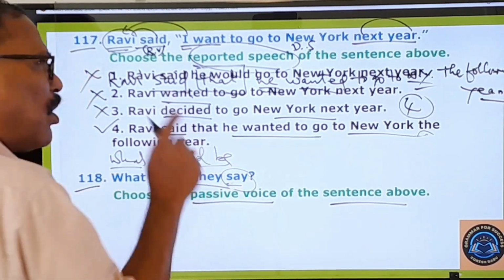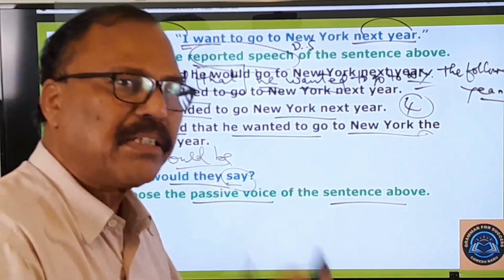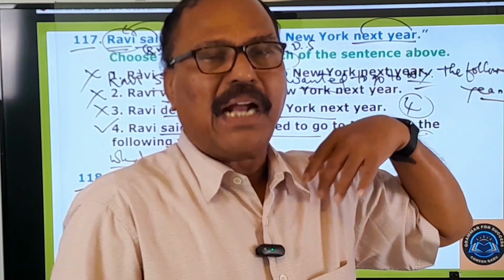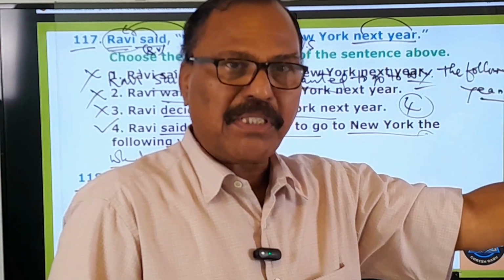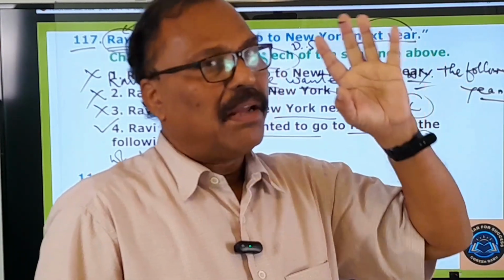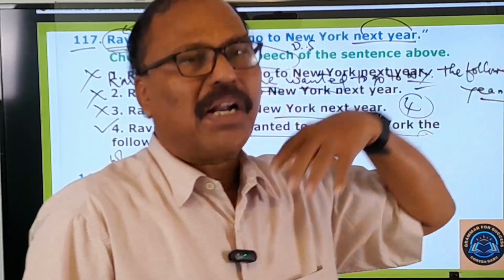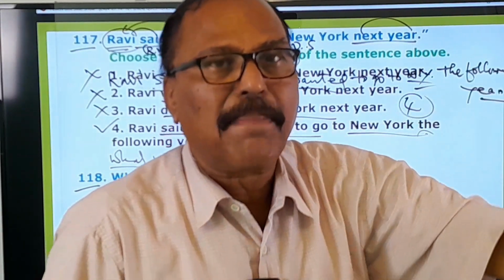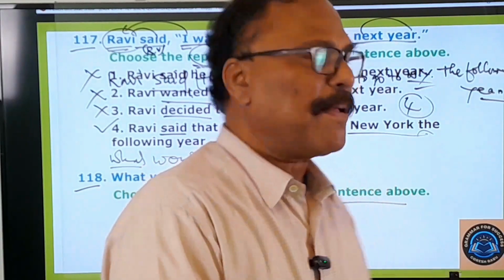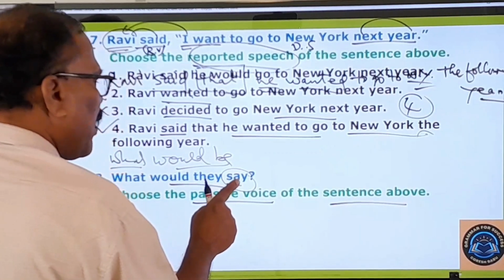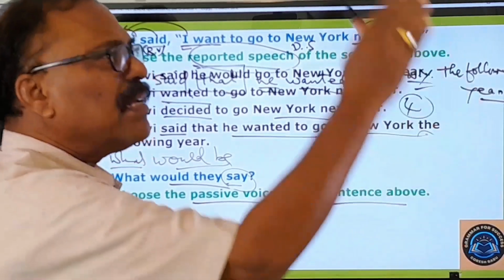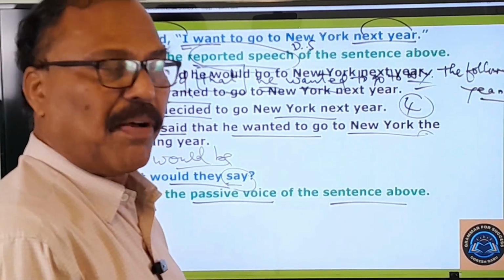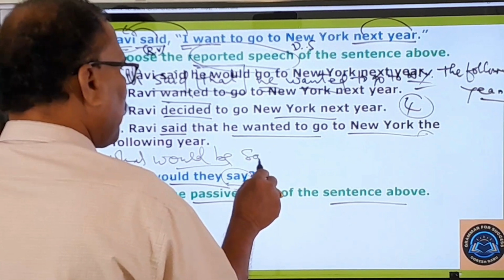In the passive voice, you must always use the past participle form of the verb, whatever the verb given in the active voice. A verb has got 4 forms: first form, second form, third form, fourth form. Whatever the verb is in the active voice, it must always be changed into the past participle form. Here the past participle form of say is said. So what would be said?